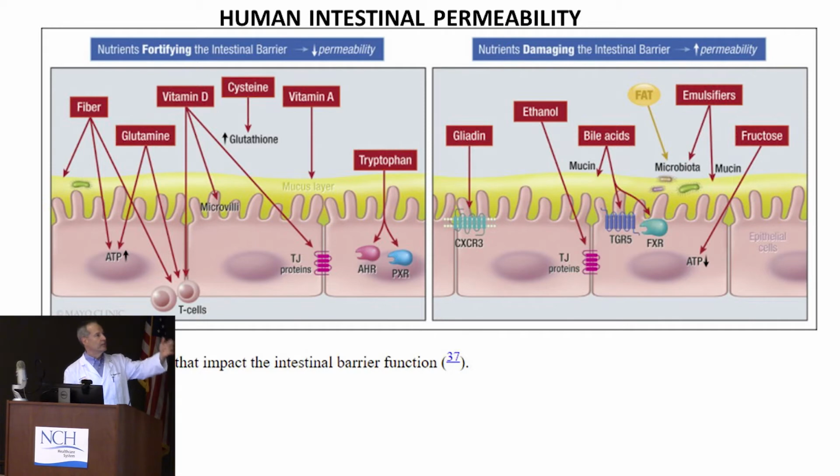On the left, you see various items such as fiber, glutamine, vitamin D, cysteine that help in maintaining a normal epithelium. On the right, various items such as gliadin in the context of celiac disease, direct alcohol, and changes in bile acids can affect the mucin. An interesting one recently is the idea of emulsifiers and how they can affect the gut epithelium.